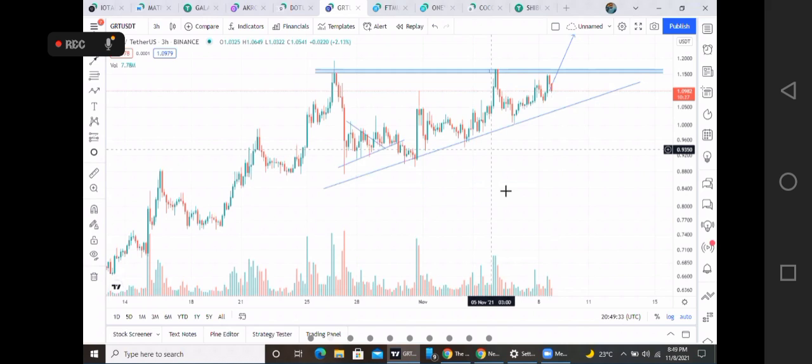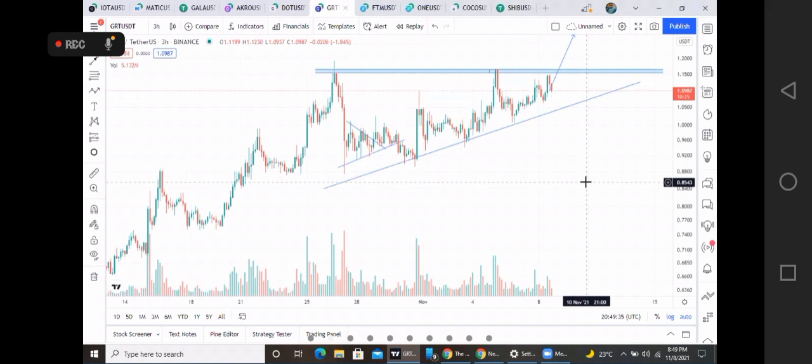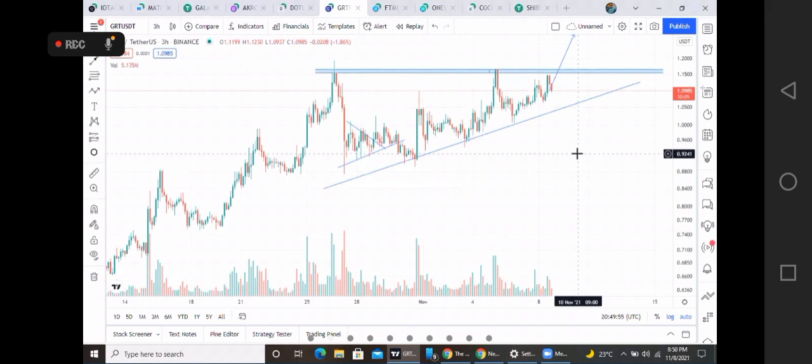Symmetrical triangle has two converging lines. That means the support is upward sloping and the resistance is downward sloping. While when you come to the ascending triangle, the resistance is a horizontal line, while the support is upward sloping. Just follow those rules. That's how you can be able to identify them. All right. Yes, sir. Thank you very much, sir. I'm grateful. All right.